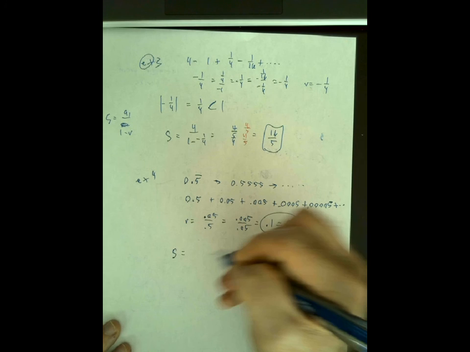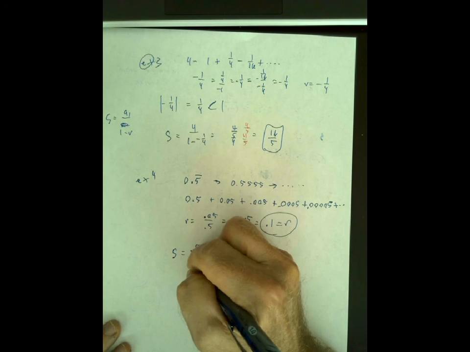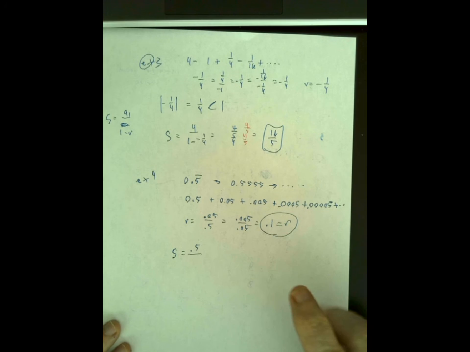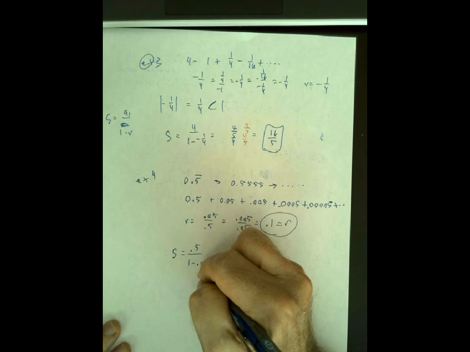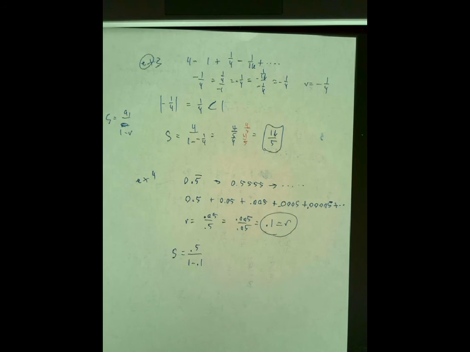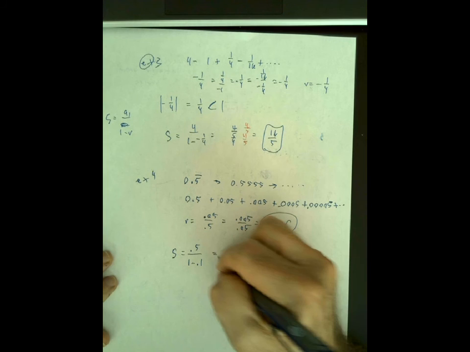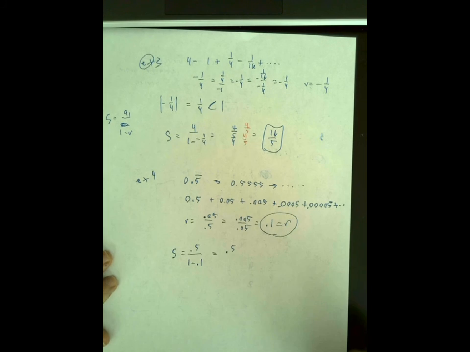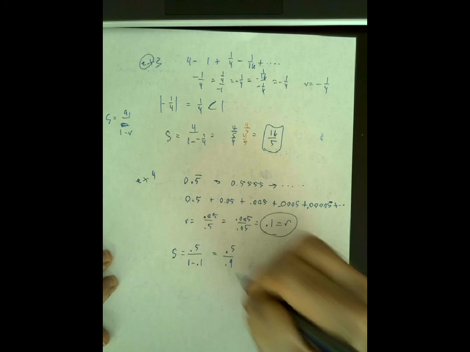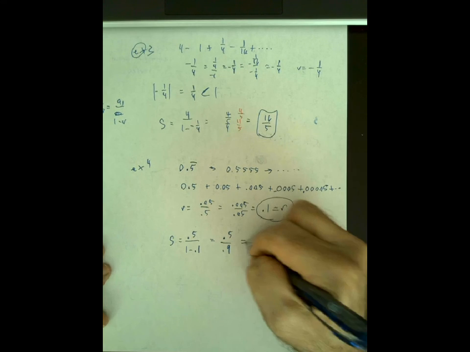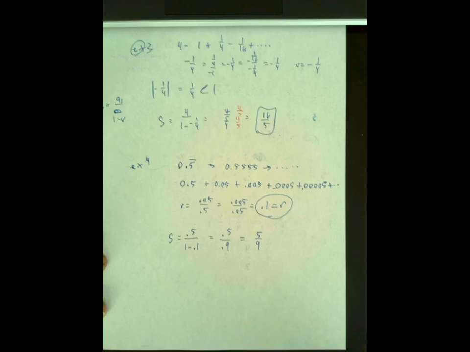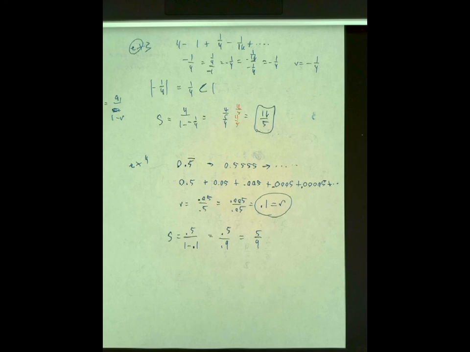So what's the sum of it, I wonder? Well, the first term is 0.5 divided by 1 minus 0.1, right? That's 0.5, and 1 minus 0.1 is 0.9. So that's 0.5 over 0.9, which actually simplifies to the fraction 5/9. So 0.5 repeating forever is equal to the fraction 5/9, right? Which is why we know that that's a rational number.